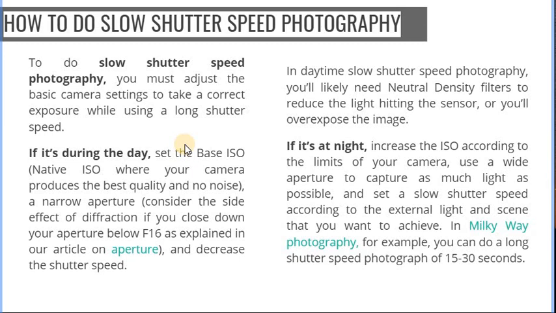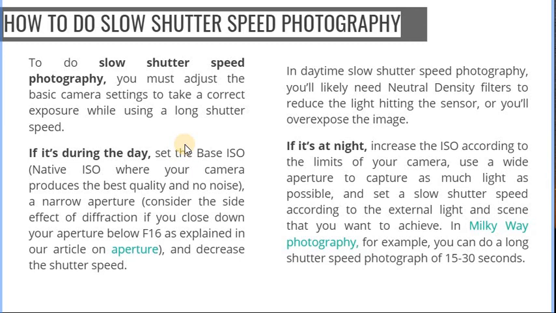So, in daytime, slow shutter speed photography, you likely need the neutral density filters. So, para maiwasan po yung mga reflections of the light. Mamaya pag-uusapan din natin ng filters. To reduce the light hitting the sensor or you'll overexpose the image. Kasi kapag umaga, sabi ko nga sa inyo, kapag mas mabagal or slower shutter speed ang ating meron sa ating camera, anong mangyayari? 'Di ba parang sunog? Ibig sabihin nun, ang tagal niyang naka-expose sa light, therefore, madaming pumasok na light.